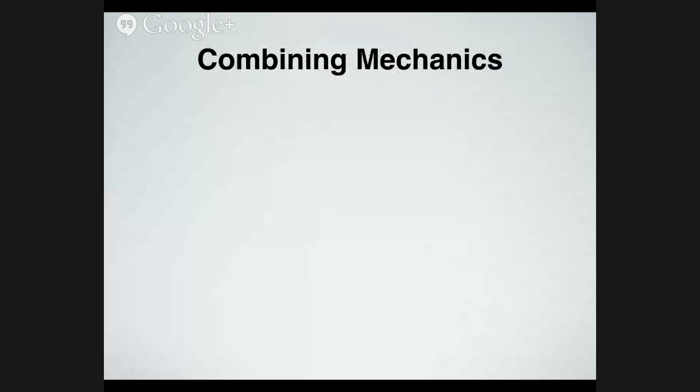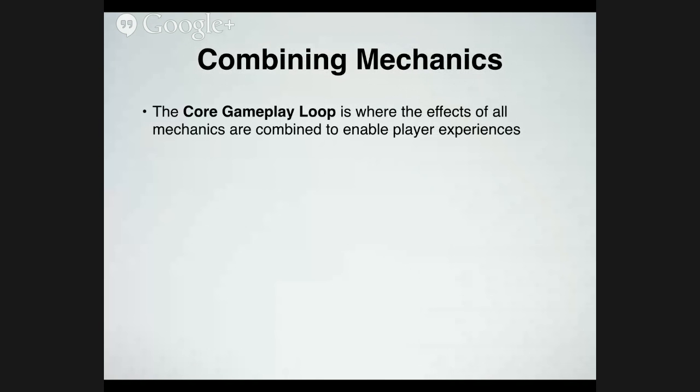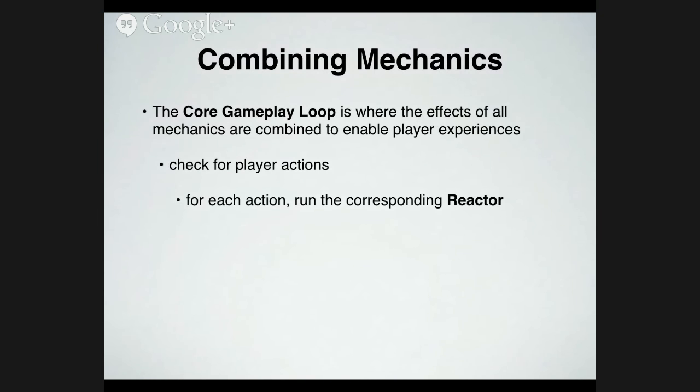Okay, well, let's think about all these different pieces of mechanics, right? Just the fireball behavior, we need to combine that with other stuff to make a larger game. And really, the core gameplay loop is where the most important pieces of this happen. And so what it does would be to check for player actions. Is the player doing something right now? And for each action, we need to run the corresponding reactor, the thing that handles that action. Then we need to run all the simulators as well. So like we have to keep the fireballs that were already there bouncing around. We have to keep the Goombas moving around, that kind of thing. And then repeat over and over again, many times a second.